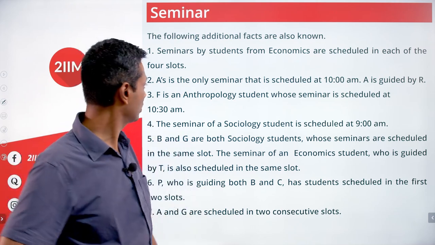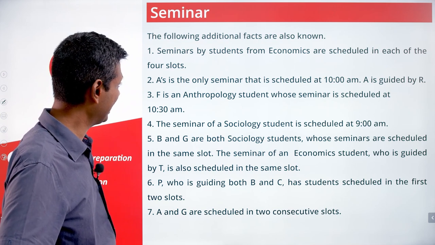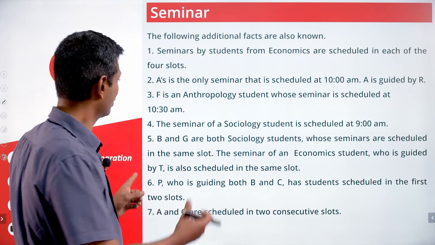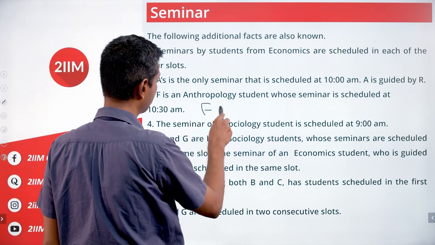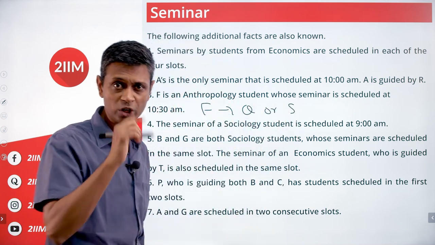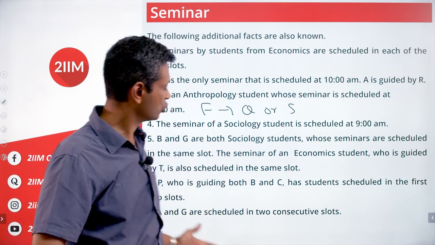This is lovely. F is an anthropology student whose seminar is scheduled at 10:30 a.m. 10:30 is the last slot. An anthropology student. So F should have been guided by Q or S. They are the ones who have only 1 student each. P, R, T have 2 students each. There's only 1 anthropology student. Should have been Q or S.